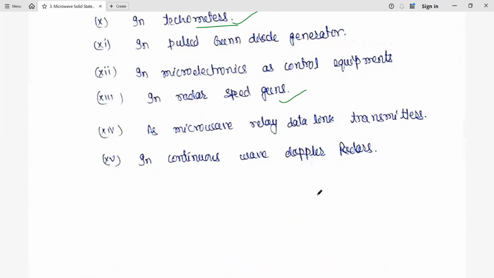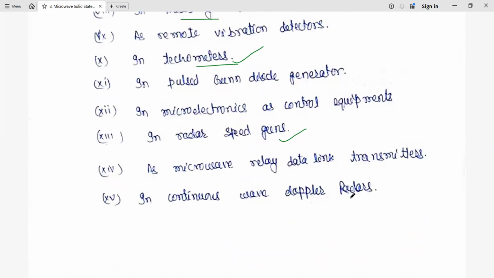These are the Doppler applications. Already you are aware of this. Radar is radio detection and ranging, which is used to detect targets. Apart from this, if they ask you about the mode of operation, we are going to see that mode of operation.